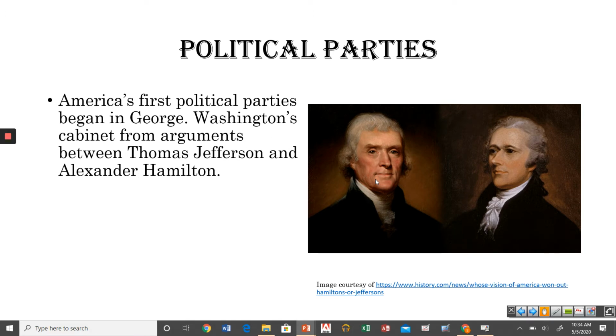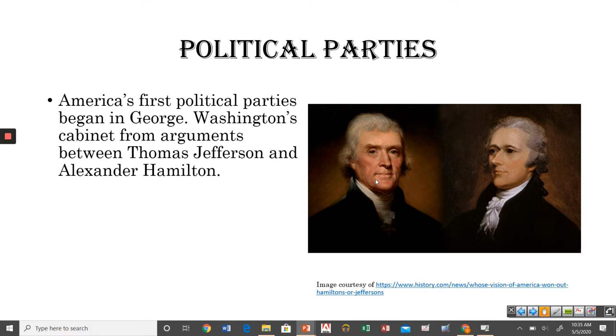Now, a little bit of a history lesson here before we talk about modern political parties. America's first political parties began in George Washington's cabinet. All right, so this may be a little bit of a review from your 8th grade history class. But as you may remember, George Washington, in his farewell address, warned the country not to have political parties. He thought they would be divisive, and he was afraid that once you have political parties, people's loyalty is towards the parties and not to the country itself.